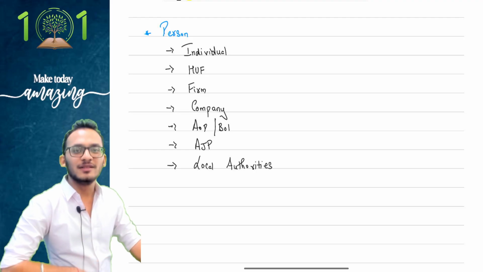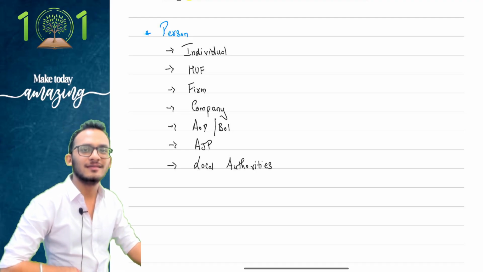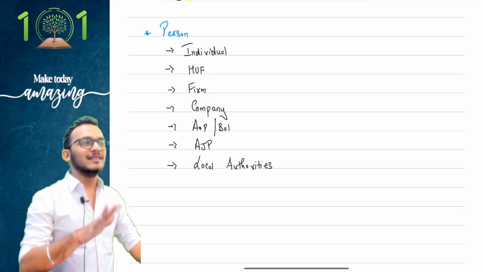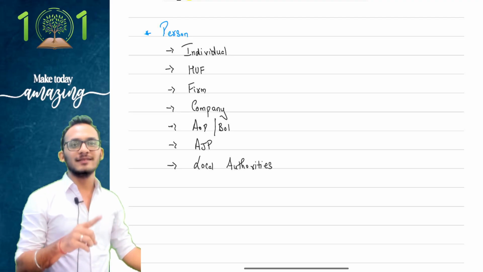A dog is not an individual. What is an individual? Human beings. Okay. So in this case, the dog is not taxable. The taxable person is the owner.